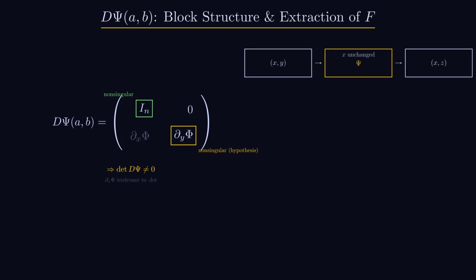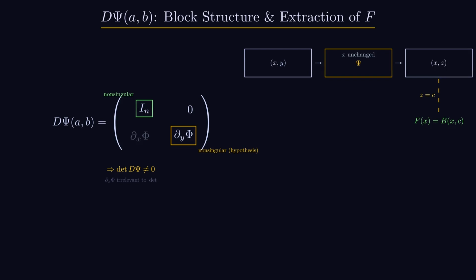The flow diagram shows what psi does to a point (x, y). The x component passes through psi unchanged, emerging as the first n components of the output. The y component is transformed to phi of x and y. The output is therefore (x, phi of x and y), which we label (x, z), where z equals phi of x and y. Because psi is a local diffeomorphism near (a, b), the map psi inverse exists and is smooth on a neighborhood of (a, c), where c equals phi of a and b.